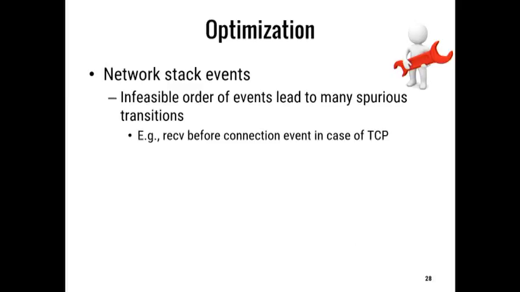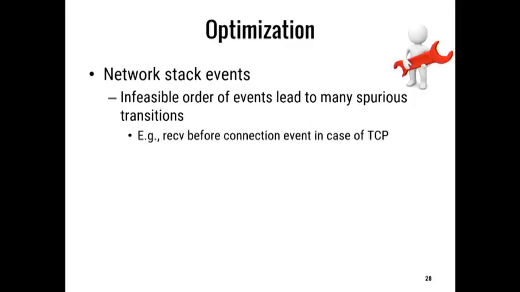What we noticed is that we can optimize our FSM extraction algorithm a bit further. If you remember, in our algorithm we were trying all network events in each of the execution states. We realized that some of the sequences of network events that we were trying were not feasible. For example, in the case of TCP, having a receive event before a connection event is not meaningful. You first have to establish a connection, then you can receive some packets. We also observed that these infeasible orders of network events can lead to many spurious transitions.